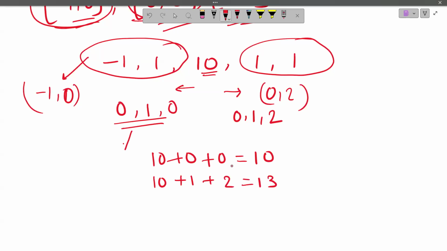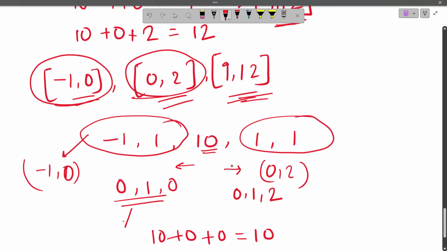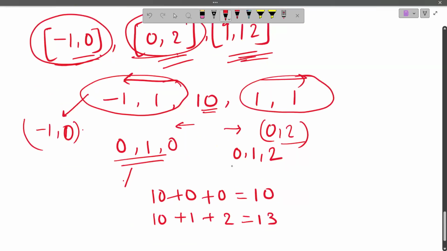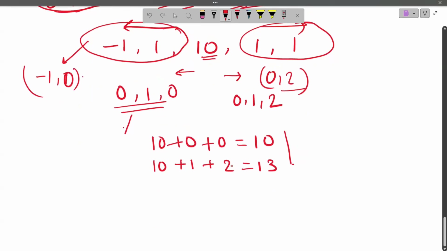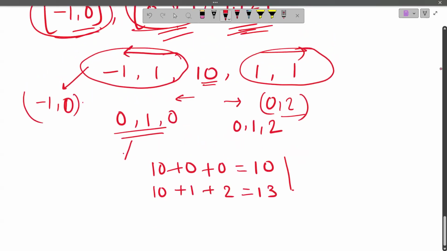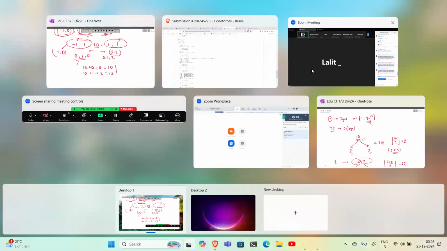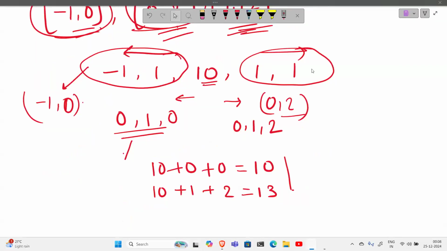So that means your answer will change: you will print -1, 0, 0 to 2, which is fine because that's independent of the remaining part of the code. And apart from 9 to 12, now you will get 10 to 13. You can actually check that you will get no subarray in this array with a sum of 9, right? Yeah. Okay, I hope it's clear now. Yes.